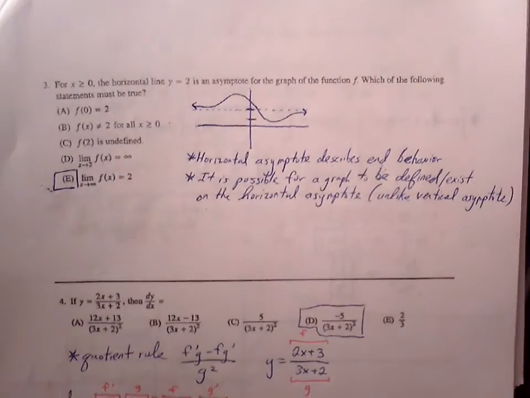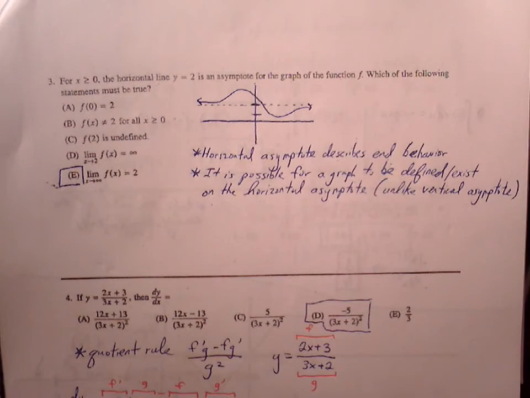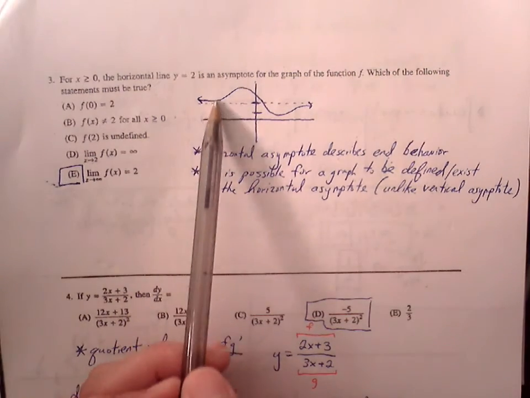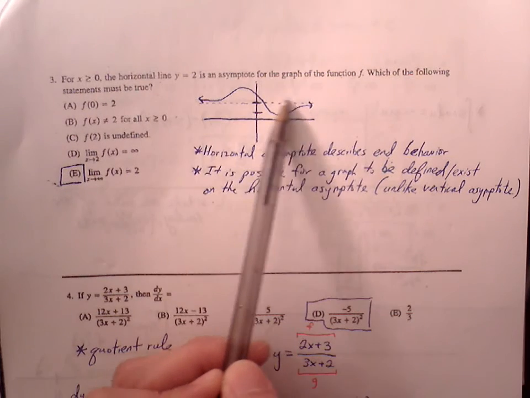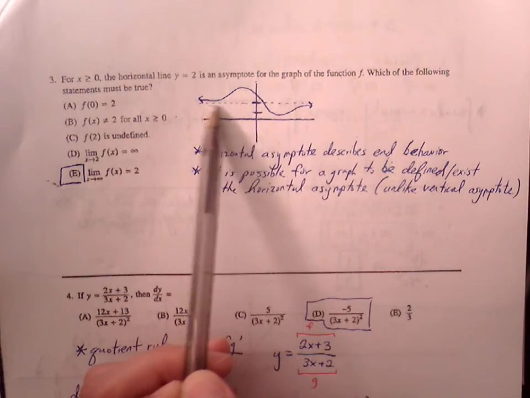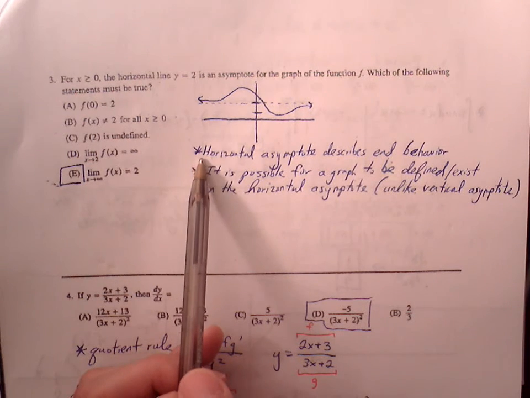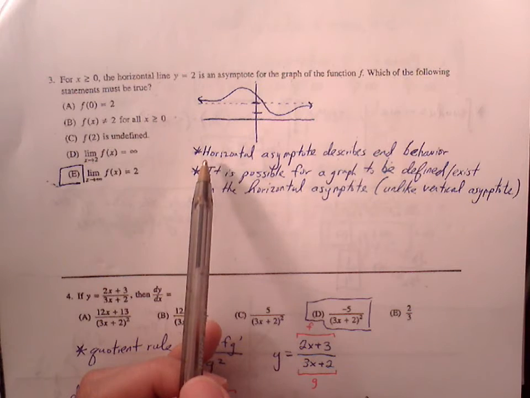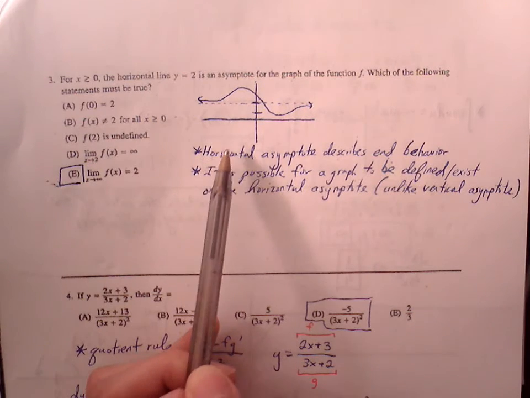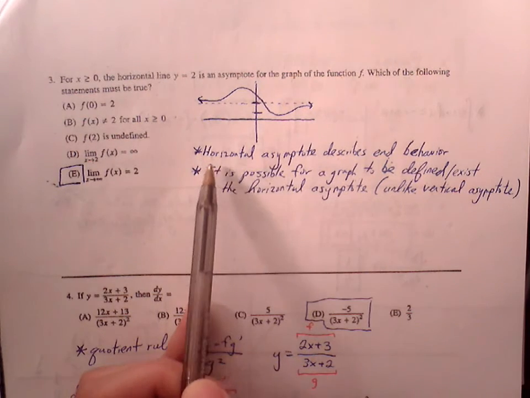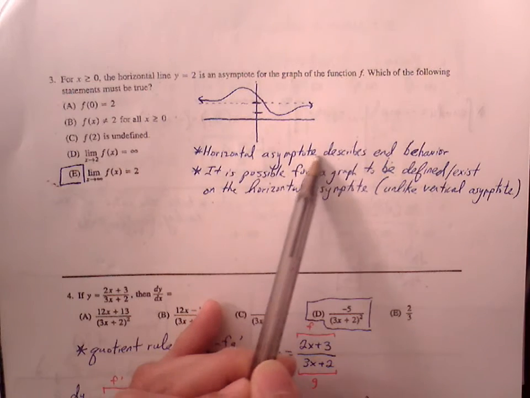Okay, for number 3, it says for x greater than or equal to 0, the horizontal line is an asymptote for the graph, a horizontal asymptote. Which of the following statements must be true? Now, one thing we need to make sure that we understand with horizontal asymptotes is that it's a little bit different than vertical asymptotes. Vertical asymptotes indicates that the graph is never going to be able to cross that value. But horizontal asymptotes, it only describes the end behavior.